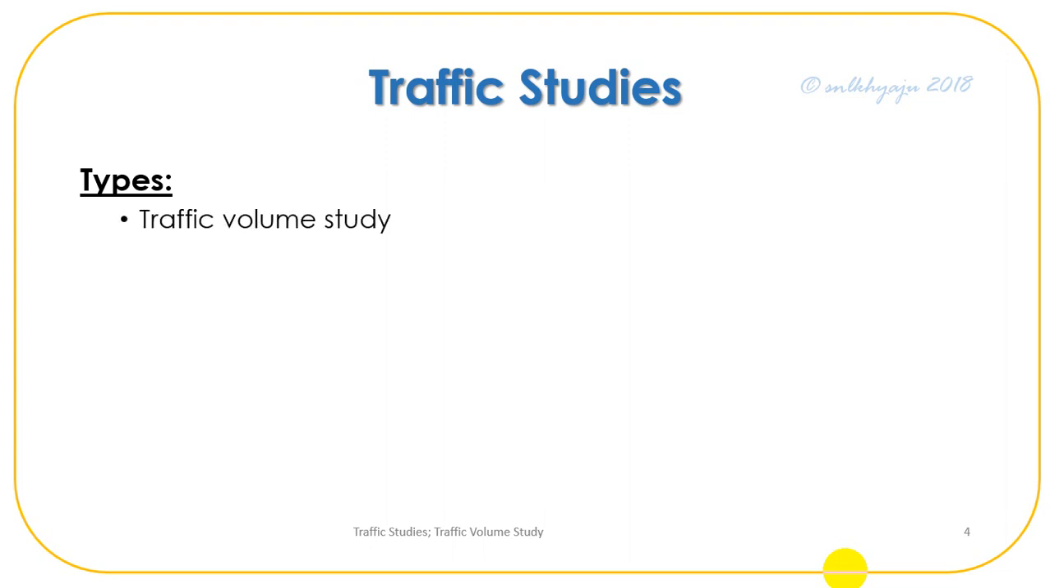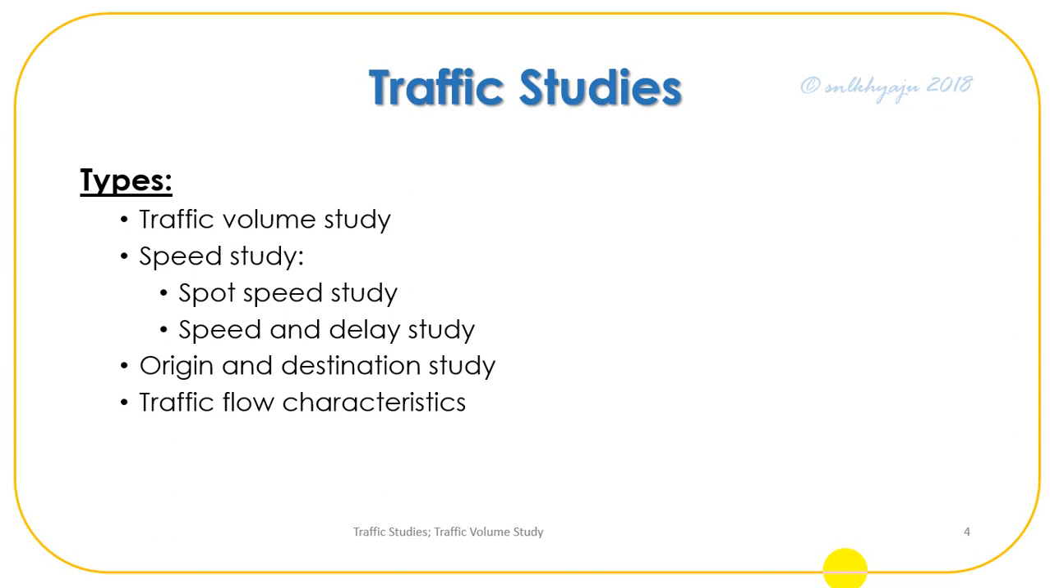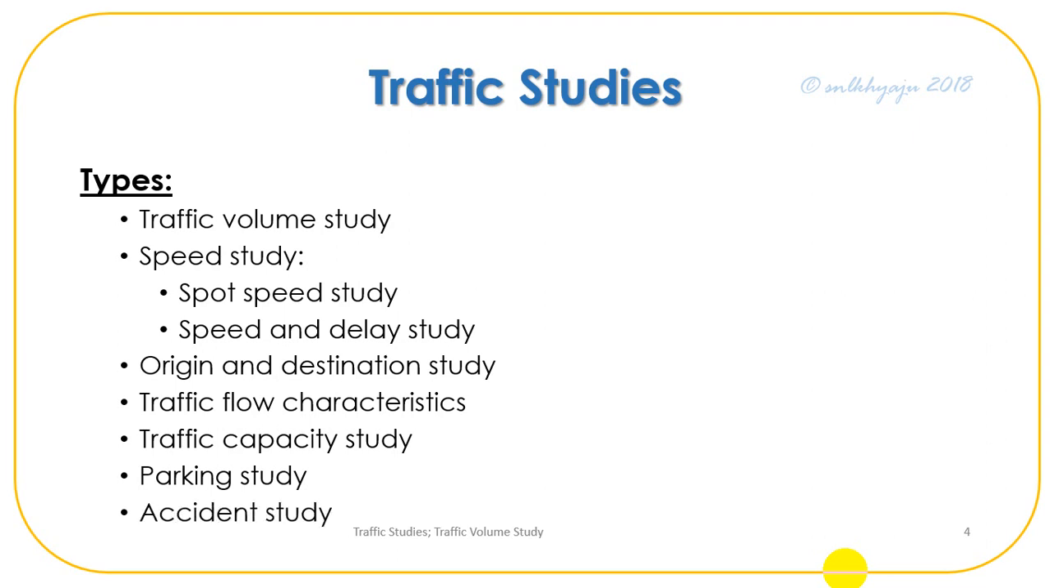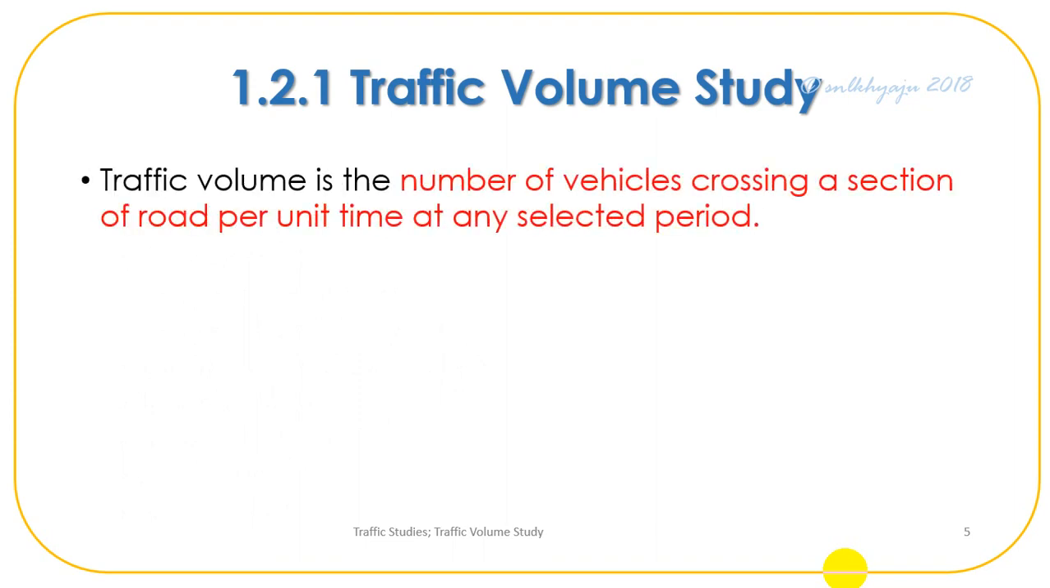Types of traffic studies: traffic volume study, speed study. Under speed study: spot speed study, speed and delay study. Then origin and destination study, traffic flow characteristics, traffic volume study, parking study, and accident study. Now 1.2.1 traffic volume study.